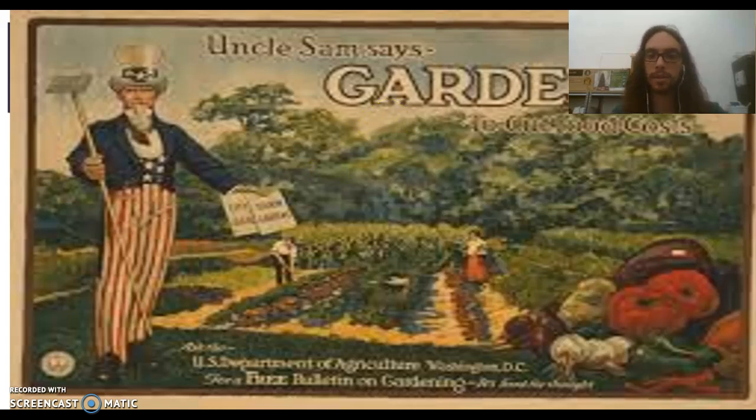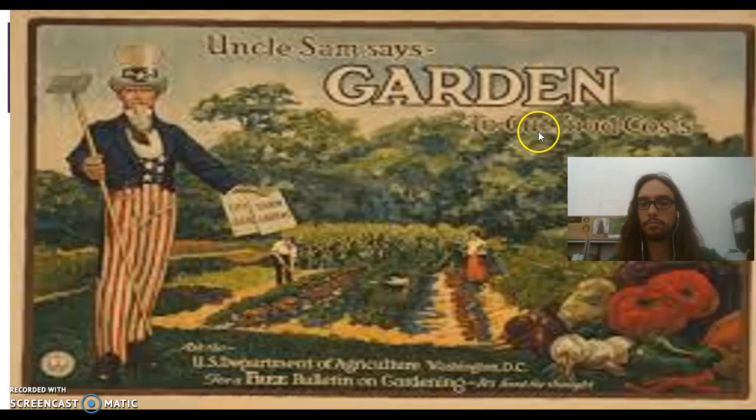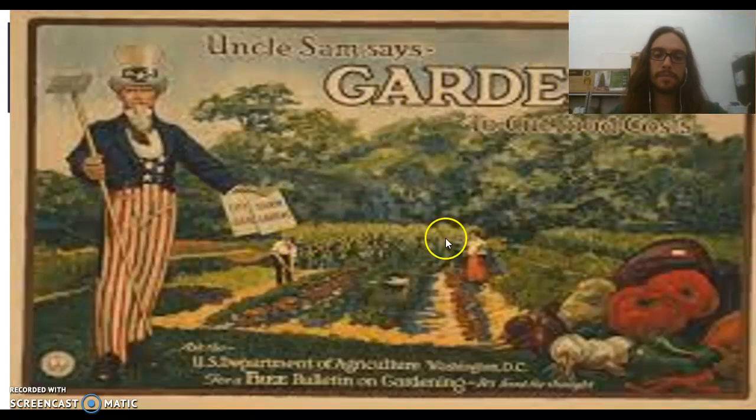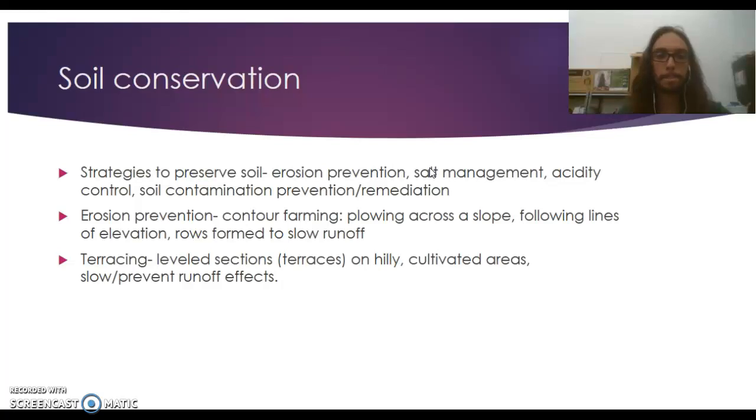Uncle Sam says garden to, I can't see what this is, but something crisis or crops or whatever. But they're saying, you know, if you don't make a victory garden, then you're going to be un-American. So really what it was, they're just really low on food, so they were trying to make the people be more self-sufficient so that a lot of people wouldn't die. It was a good thing. I know it kind of sounds negative with the propaganda thing, but it was a good thing.